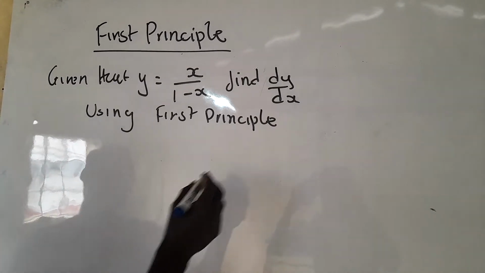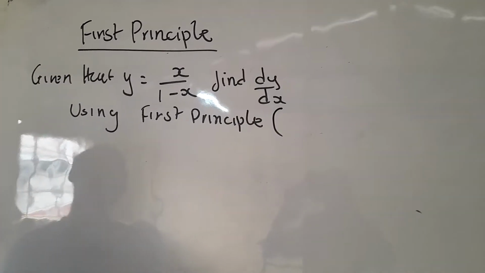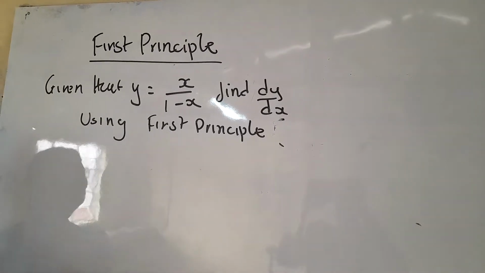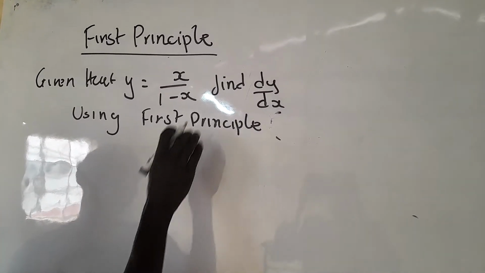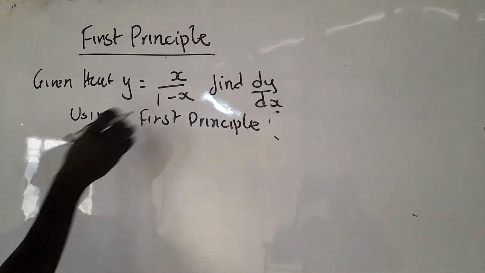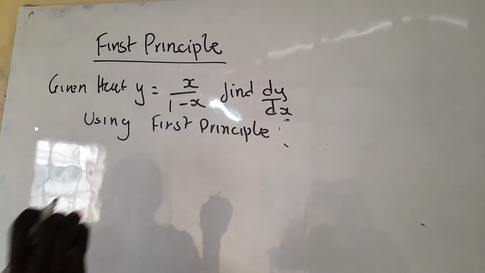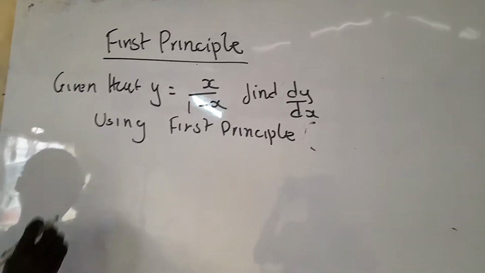So if you look at this one, it is also a past paper equation. You will find it in your past papers. I think it is between 2017 and 2016. You will find this kind of equation. You are given that y is x over 1 minus x, find dy dx using first principle.